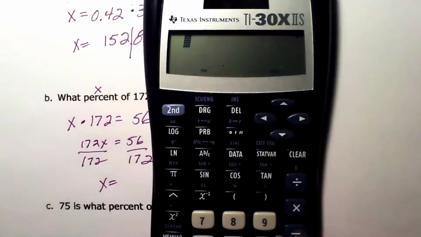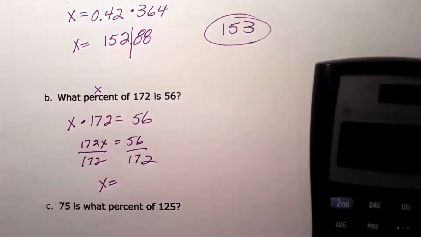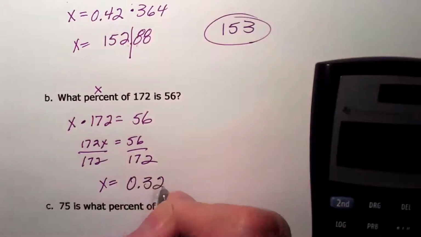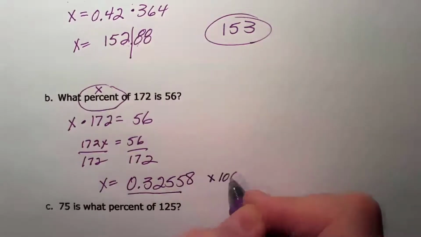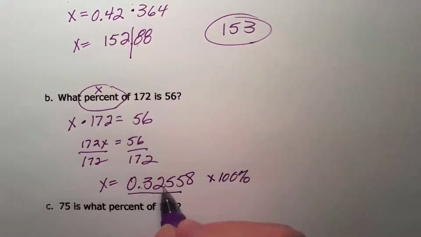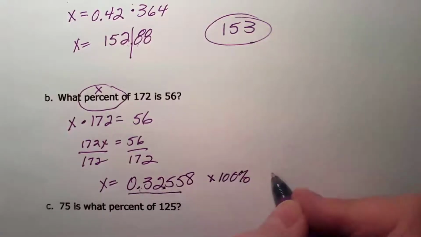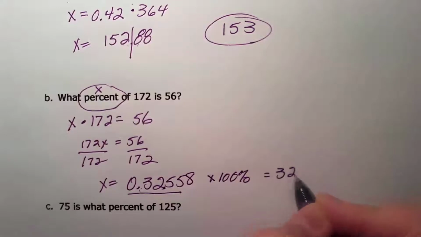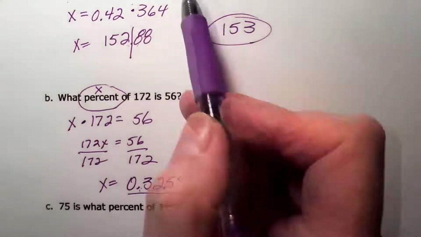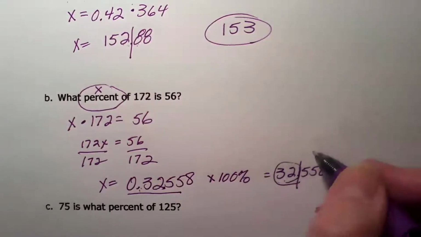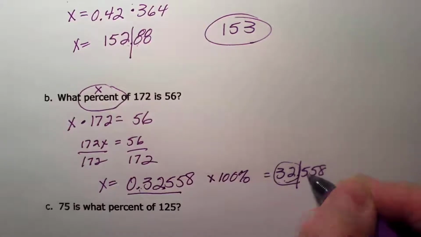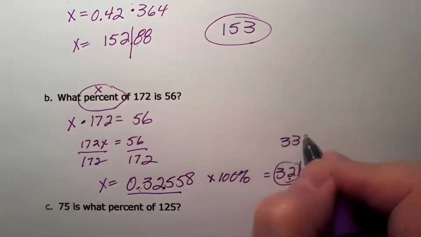56 divided by 172, which is 0.32558. And then I need to go back and see, for one thing, I want a percent. This is a decimal. So to get a percent, I multiply by 100%. That moves the decimal point 2 places to the right. So it's going to be 32.558. But it says to the nearest whole number percent. So it would be 32. This 5 would mean that this rounds up to 33. So it's going to be 33%.